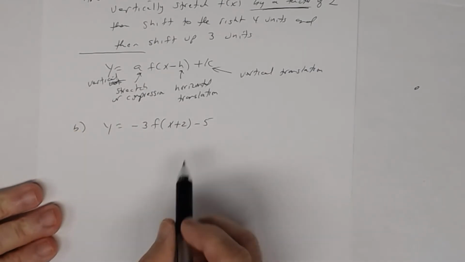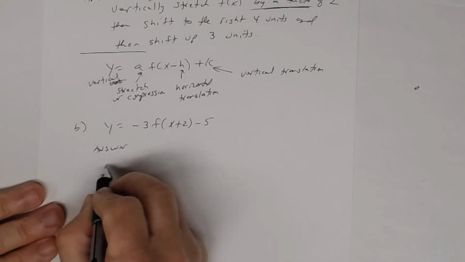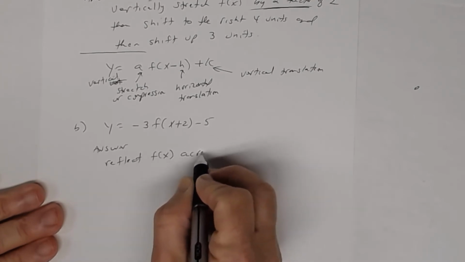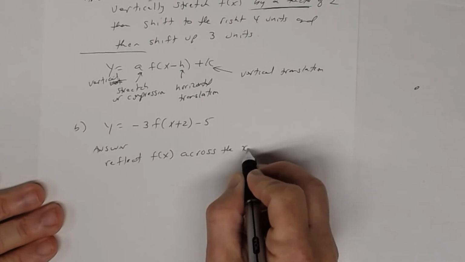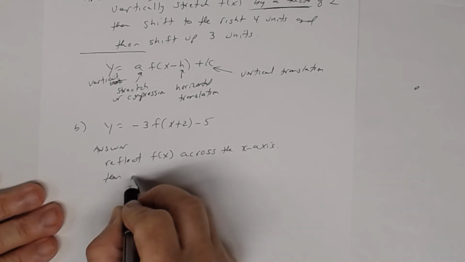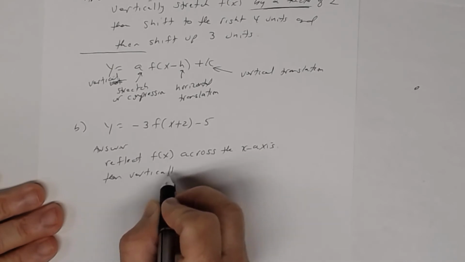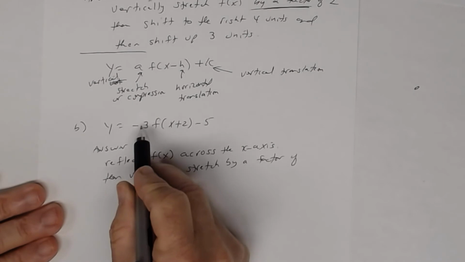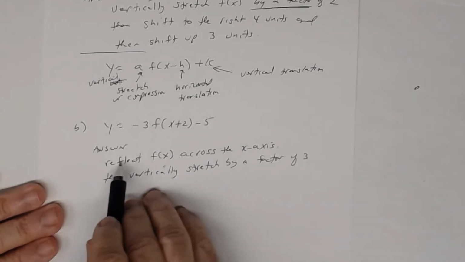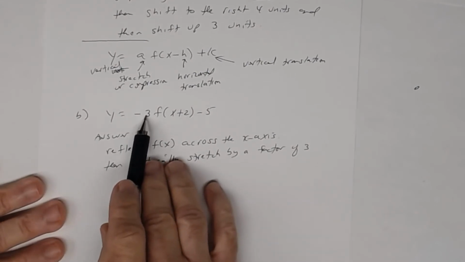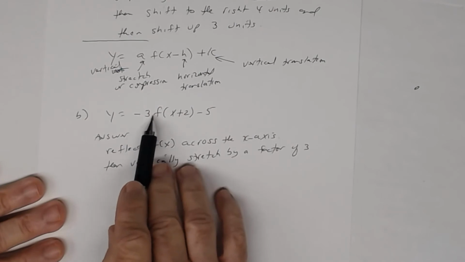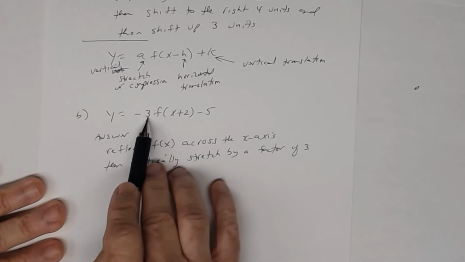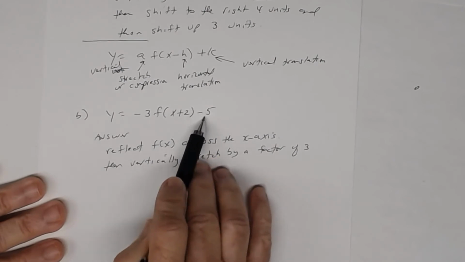Okay? All right, so go from left to right. Your answer, you're going to say reflect f of x across the x-axis, right? Then vertically stretch by a factor, you must say by a factor of 3. Don't say negative 3, because the negative is this right here. So always remember that. So you do 1, 2, 3, 4. 4 transformations: the reflection about the x-axis, the vertical stretch, the horizontal translation, and the vertical translation.